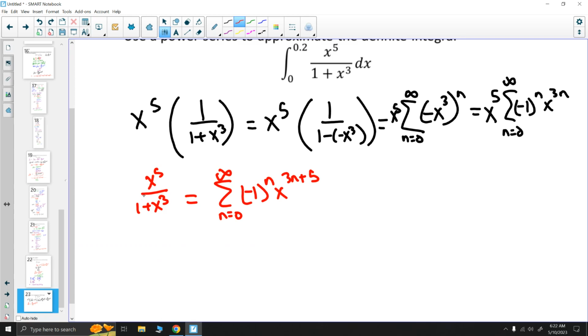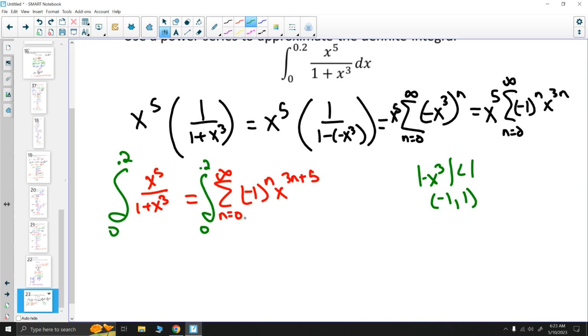So all we have to do then is integrate it. Integral here from 0 to 0.2. But we have to double check what our radius of convergence, our interval of convergence specifically for us is. If we take a look at negative x to the 3rd is less than 1, our interval is from negative 1 to 1. Okay, so we're okay here.